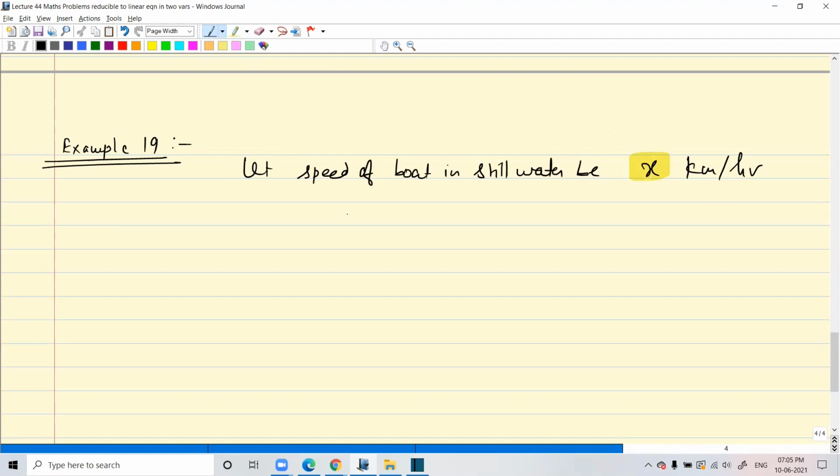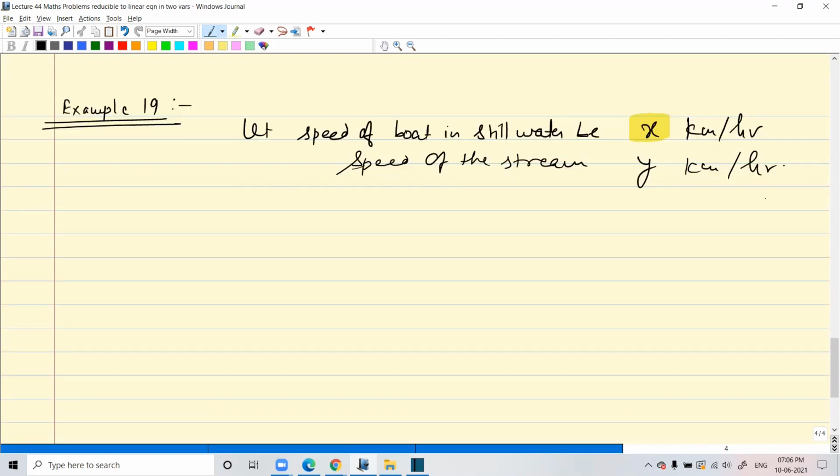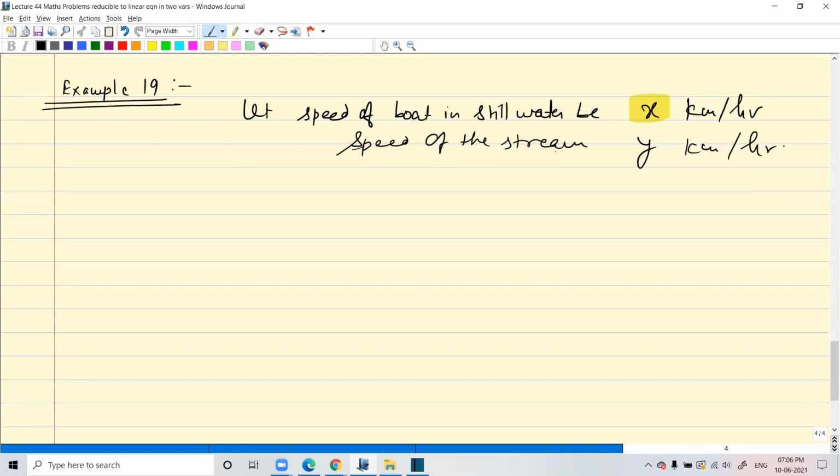We are talking about speed, right? So it will be kilometers per hour. And then the river will be flowing at some speed, right? Even if you don't do anything, the water will flow at some speed. That speed also you need to call y. So let the speed of the stream be y kilometers per hour. I want you to understand these two things, the x and y variables, very clearly.